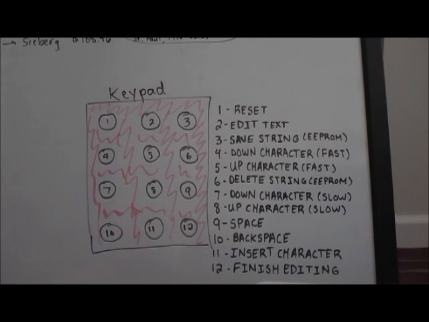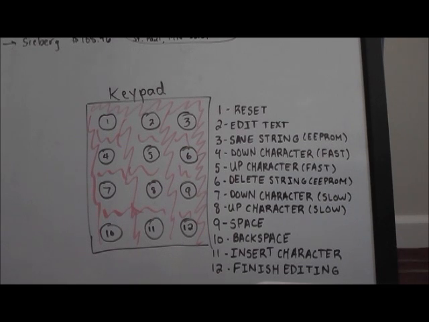Button 1 is to do a total reset of our system, so it displays the default string on the LED panel and goes back to the beginning more or less. Number 2, as we saw on the default string, is to edit some text, so pretty self-explanatory. You use the LCD and the keypad to begin editing.